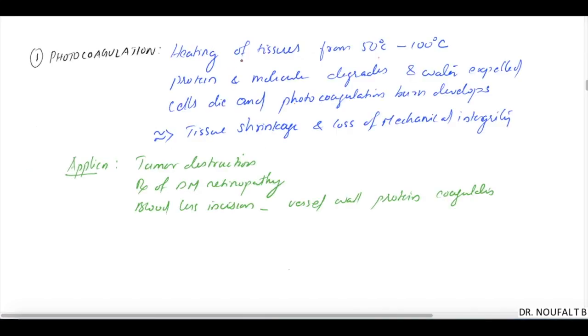First tissue reaction is photocoagulation. Here there is heating of tissue from 50 to 100 degrees Celsius so that the proteins and molecules in the tissue get degraded and water from the tissue gets expelled. Cells die and finally a photocoagulation burn develops. So there will be tissue shrinkage and loss of mechanical integrity of that tissue. So the applications are tumor destruction and treatment of diabetic retinopathy.